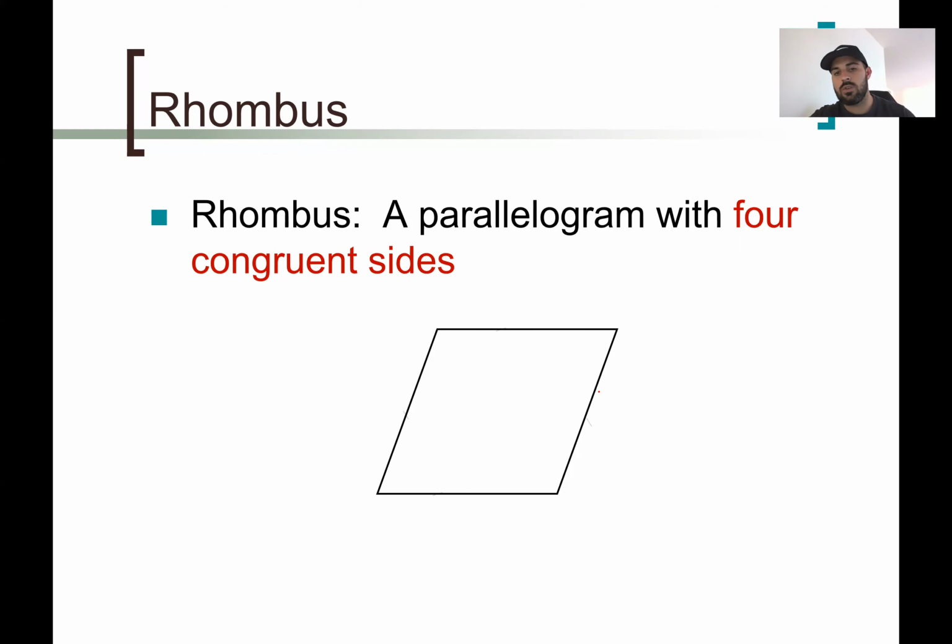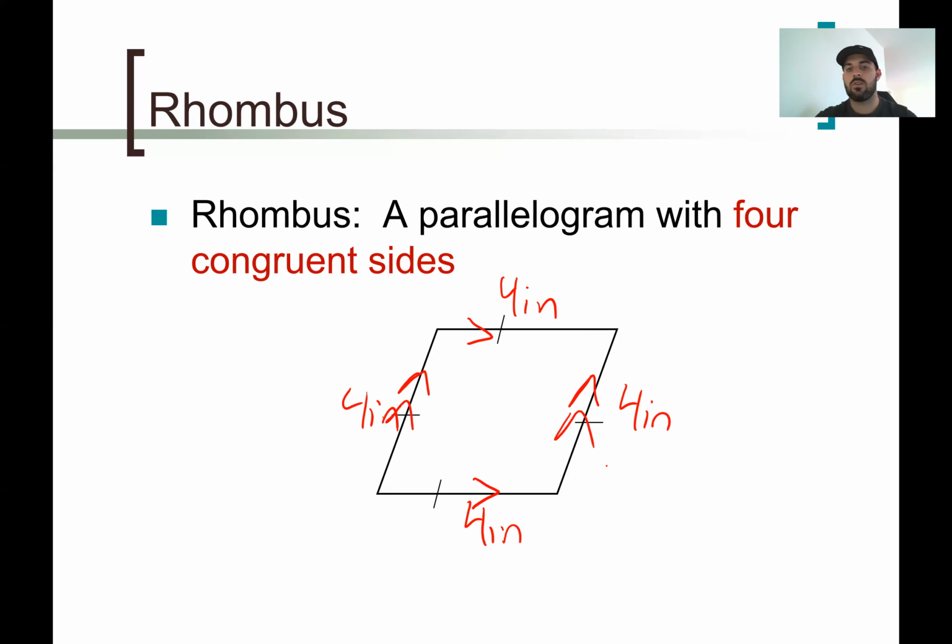Okay, so if we notice here, if this one is 4 inches, in order for it to be a rhombus, this side needs to be 4 inches, this side needs to be 4 inches, this side needs to be 4 inches. And it is also considered a parallelogram. Why? Because if you notice, this line and this line are parallel, and then we have this line with this line parallel. Notice how they'll never cross. So a rhombus is also considered a parallelogram. All right.